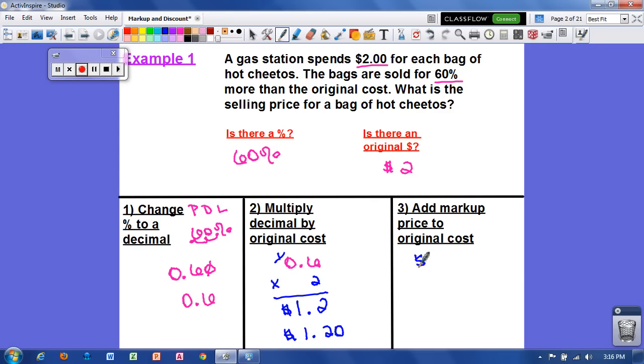So now I want to add that markup price to the original cost. So I'm going to take that $1.20 and then I'm going to add it to the original price of $2. Remember, I have to line up decimals. If we're adding decimals, we've got to line those up. And then when I add this together, I get $3.20. So this gas station gets the bags for $2 a piece, but they sell them to their customers for $3.20 a piece because they marked it up.